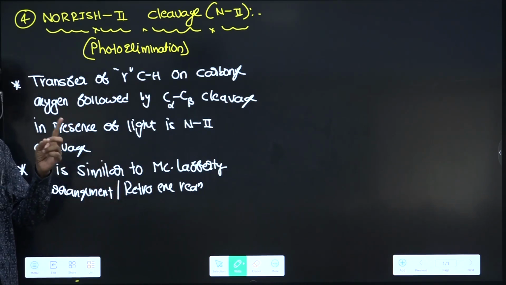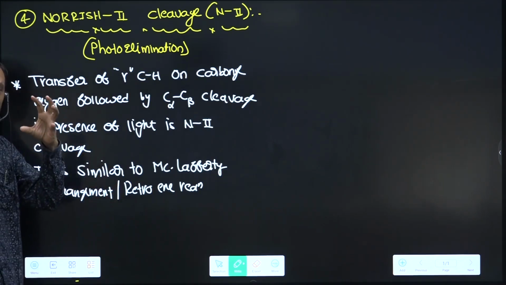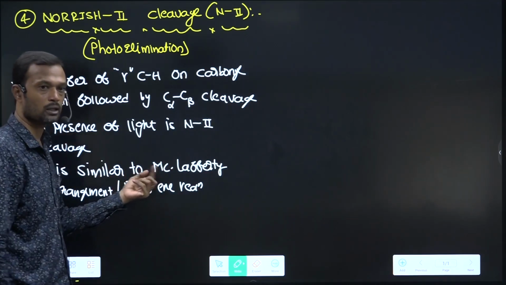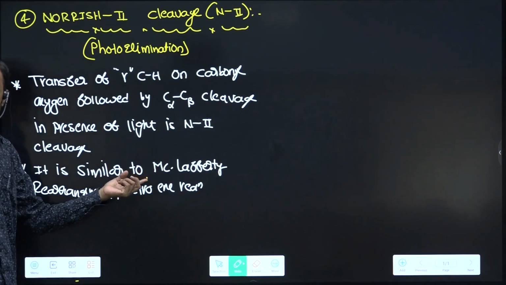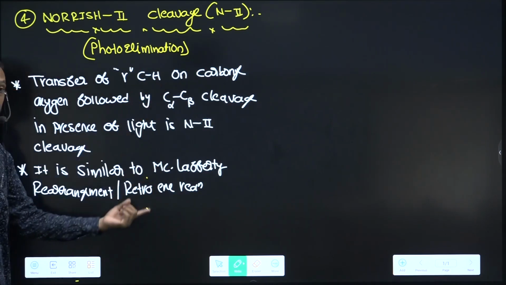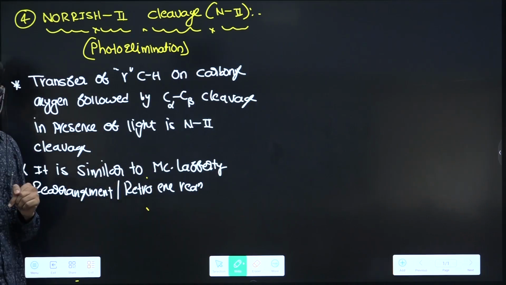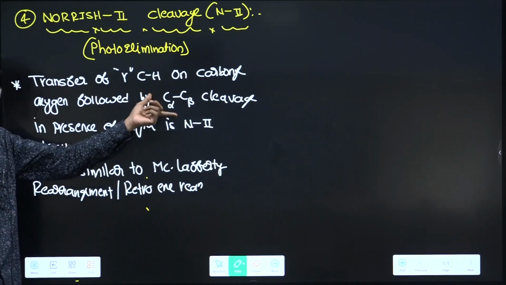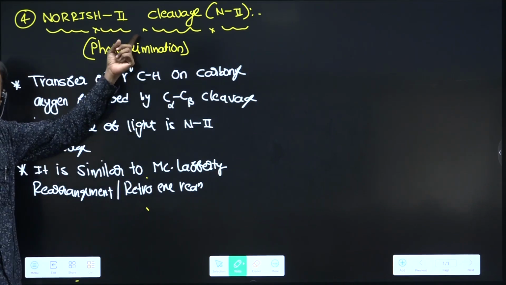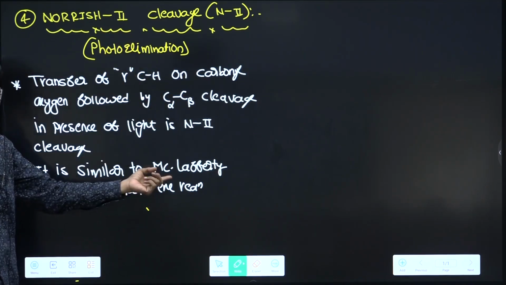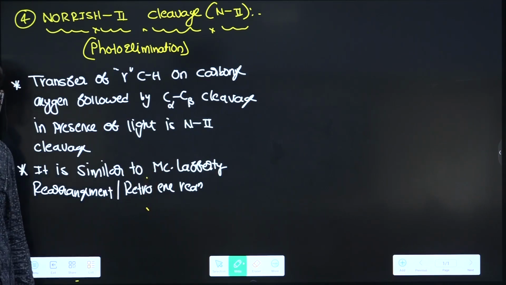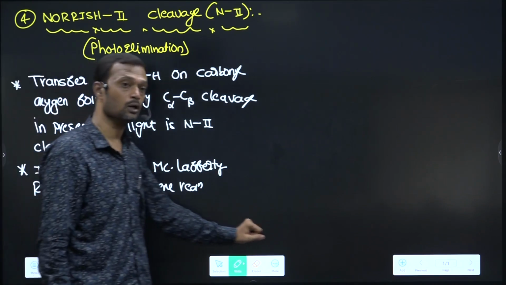One is McLafferty. A beam of electrons interacts with a carbonyl having at least one gamma hydrogen, that is called McLafferty. This I explained many times. Then followed by retro-ene. Thermally, the same molecule if you participate in thermally, that is retro-ene. And the same molecule if you participate photochemically, what is this? Norrish II. Norrish II photochemical, McLafferty beam of electrons, retro-ene thermal. So based on condition, the name changes. The molecule is constant.